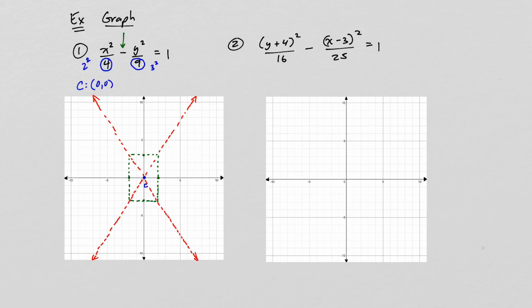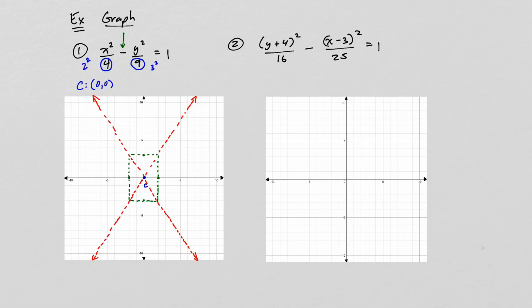Now we have everything in place to guide our graph. So the only question is, does your hyperbola open left and right, or does it open up and down? Simple answer is, since x is first, it opens along the x-axis. So it will open to the left and it will open to the right. So now we just have to sketch the graph.